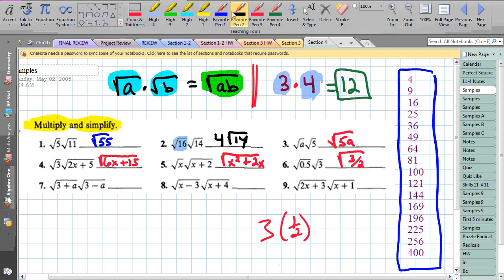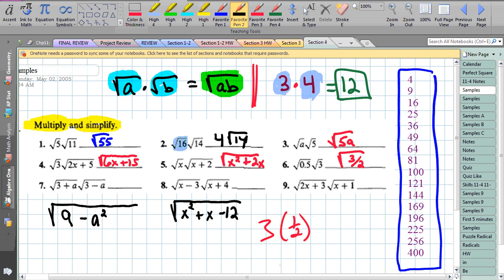The next one in here, I have 2 binomials in here, so when I combine them all under one radical, that's going to be 9 minus a squared. All right, take a look at foiling in there, and when you FOIL, you're going to get that expression right there. Same thing in here. When we FOIL these 2 binomials, it's going to be x squared plus x minus 12. Make sure you really are comfortable with your foiling skills.